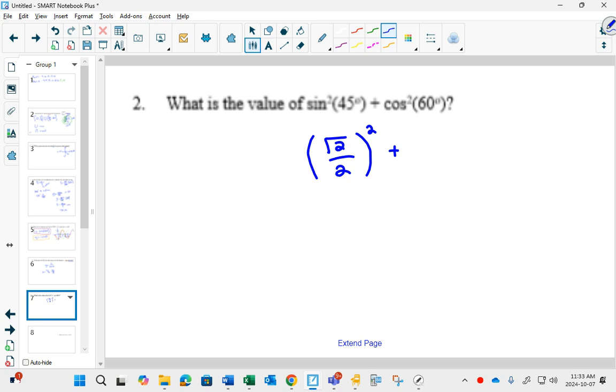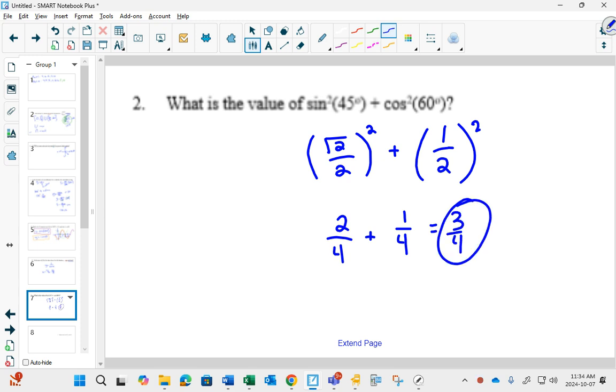On my pie plate, cos of 60 is 1/2. So cos squared of 60 will be 1/2 squared. And now it's just a little bit of algebra. The square root, that'll be 2 over 4. This will be 1 over 4. And we get 3 over 4 in total.